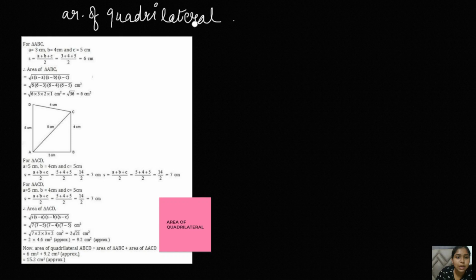Let's move to another example. Like I told you, it is also used to find the area of a quadrilateral. So how could we find the area of a quadrilateral? We have to just add both the triangles. For example, A is equal to 3 centimeters, B is 4 and C is 5. Now S will be equal to 6. Am I right? Now what will be the area?